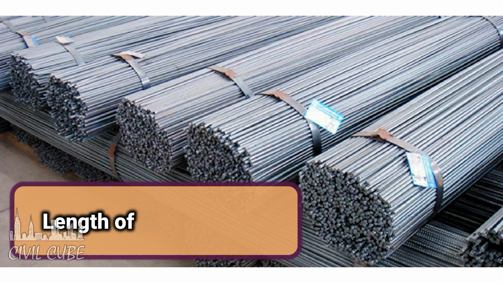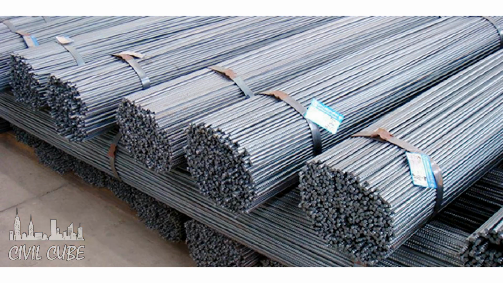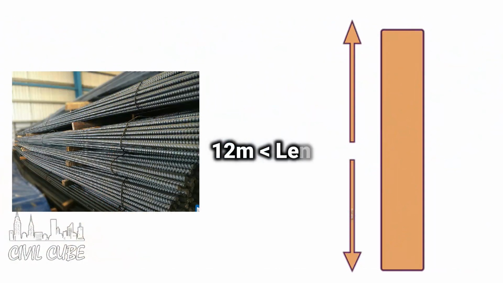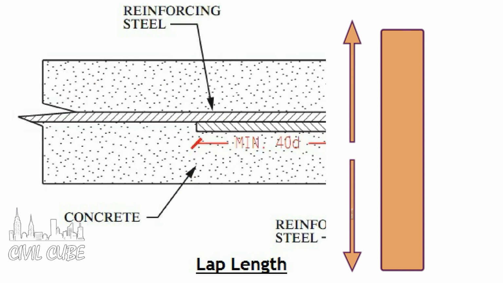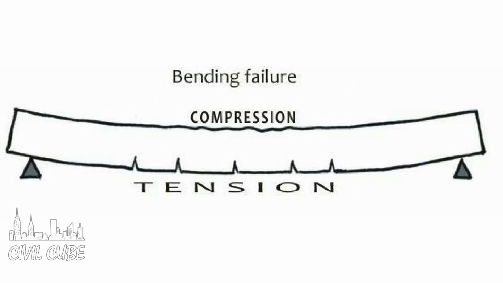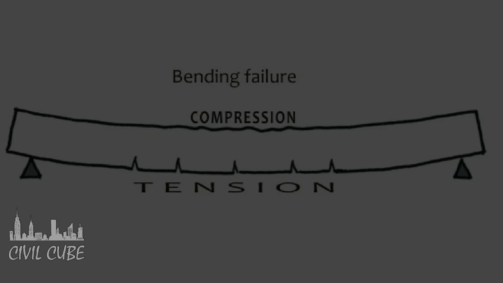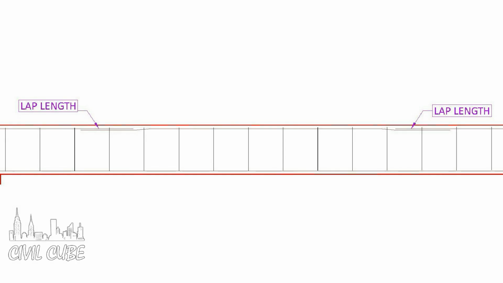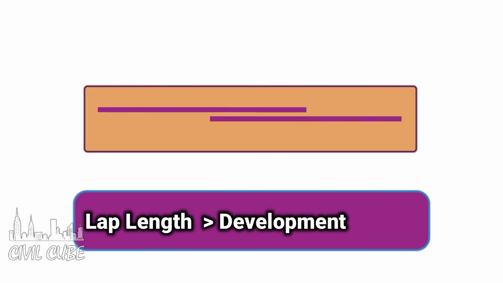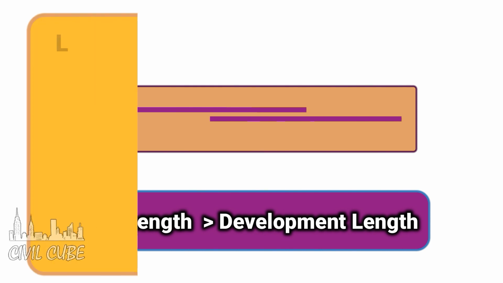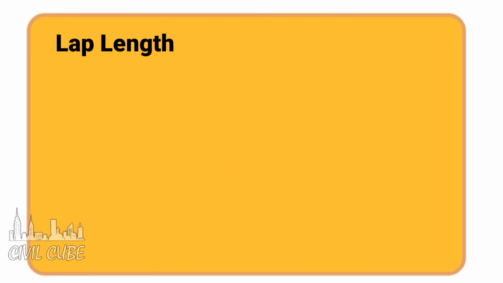The standard length of the rebar is 12 meters. If the length of our structural element is more than 12 meters, we need to provide an overlap. During that overlapping, to avoid load transfer failure, we provide an extra length that is called lap length. This lap length is always greater than development length. Also, this lap length varies based on the structural element.